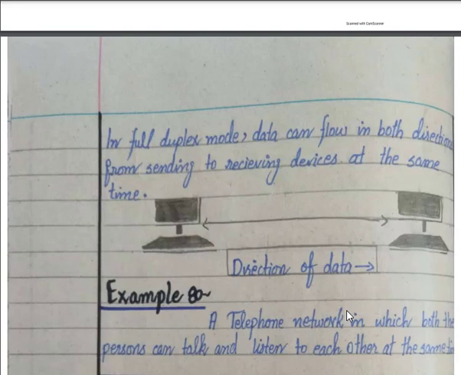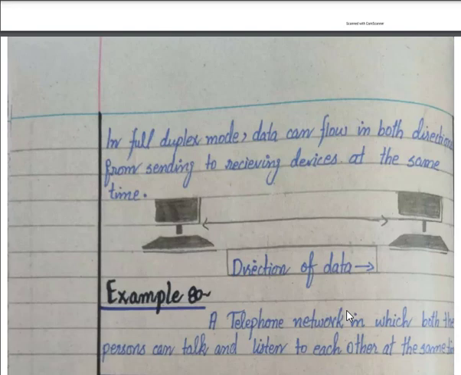Simplex is between two devices, and the flow of direction is always one direction of data, so the data flow is unidirectional. The sender will only send and the receiver will only receive. So they cannot send and receive data at the same time. The flow of direction is always unidirectional. We have examples here like a loudspeaker, computer CPU to monitor, remote and TV, printer and computer. These are different examples of simplex data transmission.